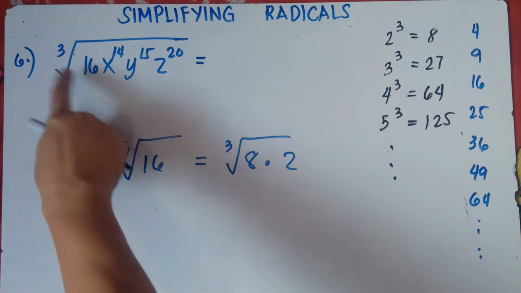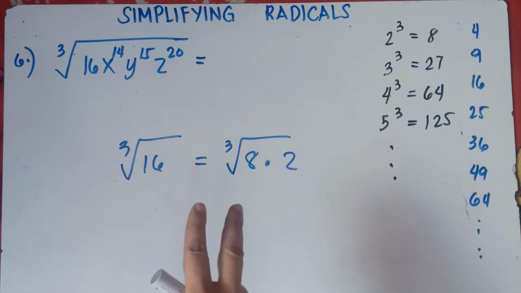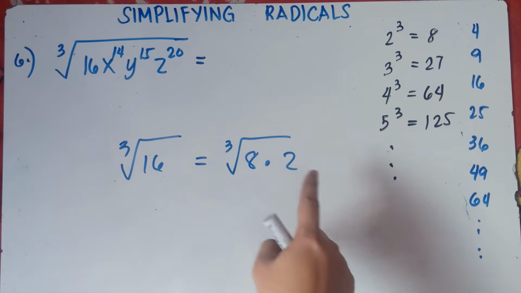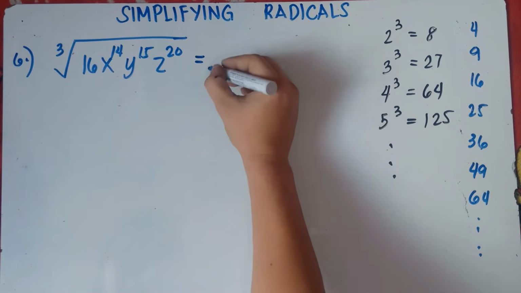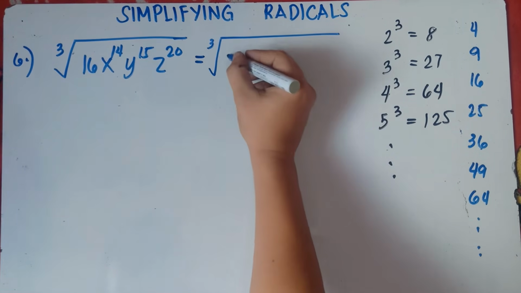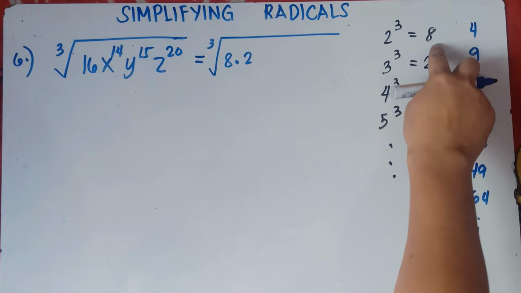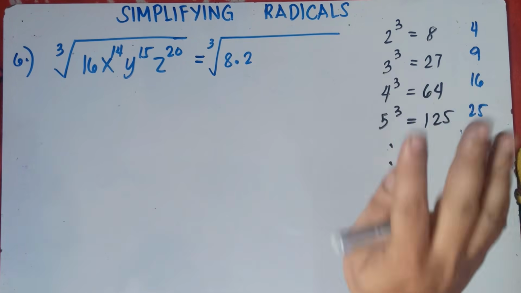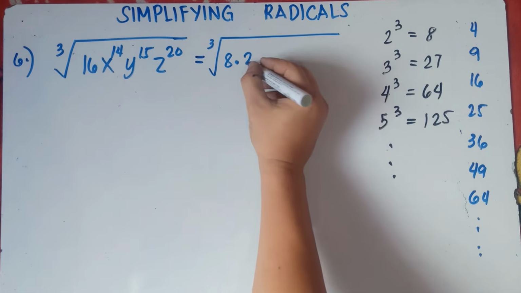So that's the thing there, class. If the number inside the radical symbol is not a perfect cube, you find two numbers that when you multiply them, one is a perfect cube and the other is not. So in this scenario, we can simplify this as the cube root of 8 times 2. And 8 is a perfect cube. The cube root of 8, that is 2, because 2 times 2 times 2 is 8.